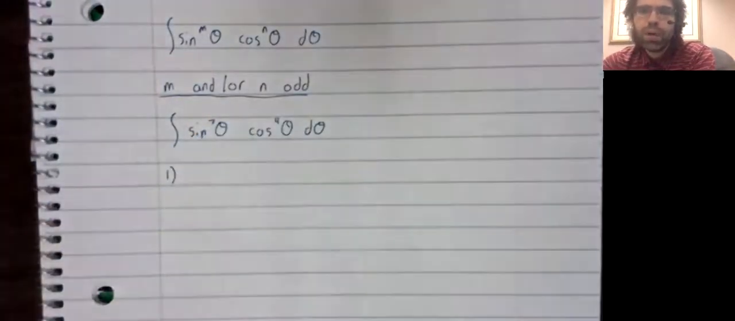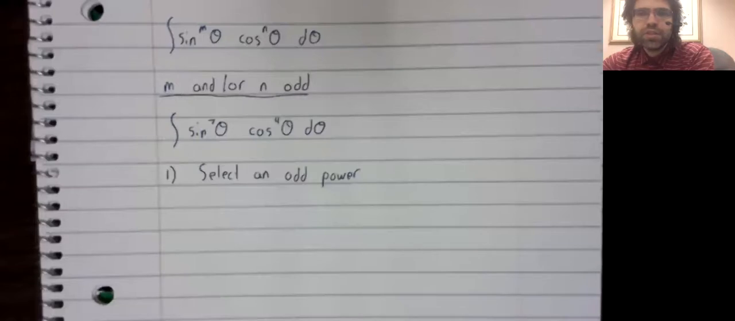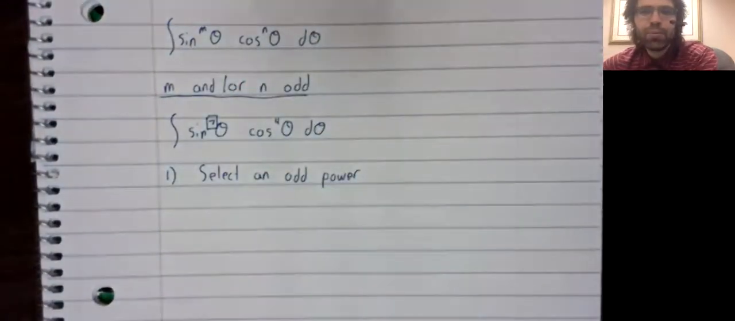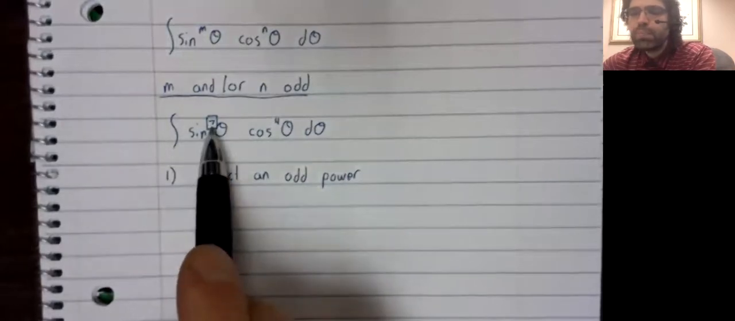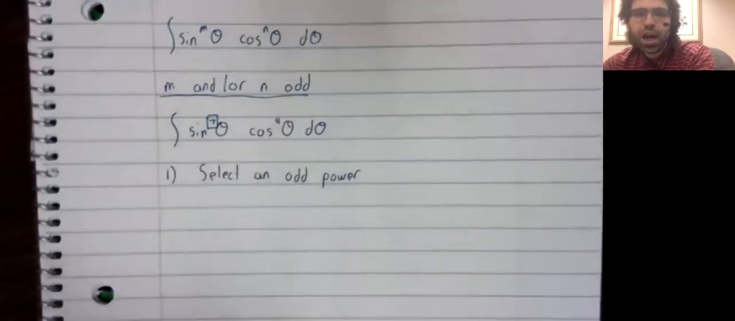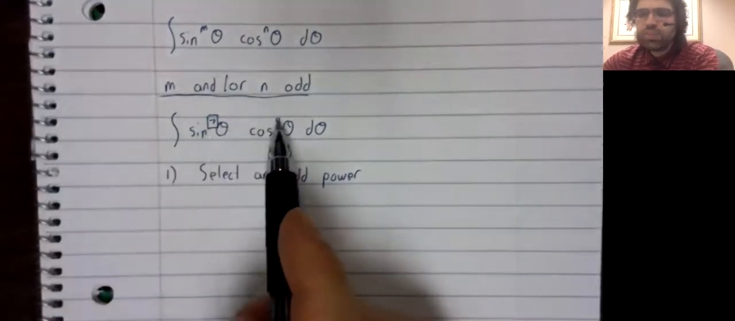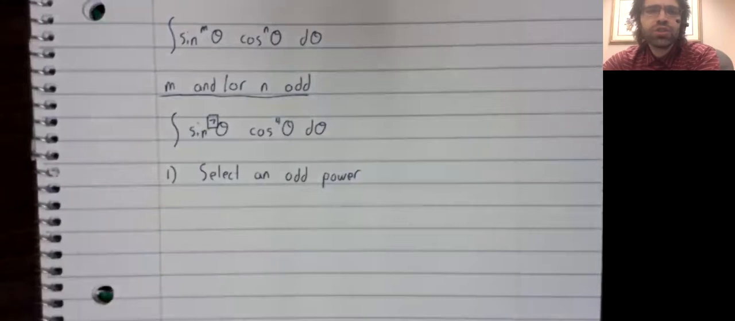Step 1 is to select an odd power. And in this particular example, there's only one odd power we could select. This is just something we have to do if both these powers are odd. And it doesn't matter if both these powers are odd, which one we select. So it's an arbitrary choice.